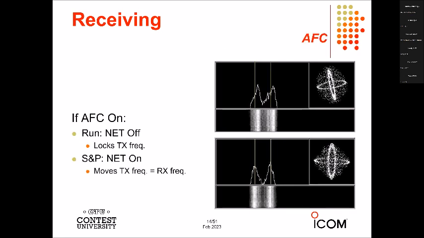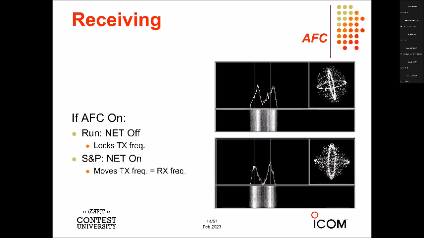Also in receiving, if you use AFC, which is automatic frequency control, this is a nice feature on the one hand, in that when you tune close to a signal, the decoder will adjust where it's listening to automatically zero beat. So it'll automatically change the frequency that it's listening to, effectively zero beat.